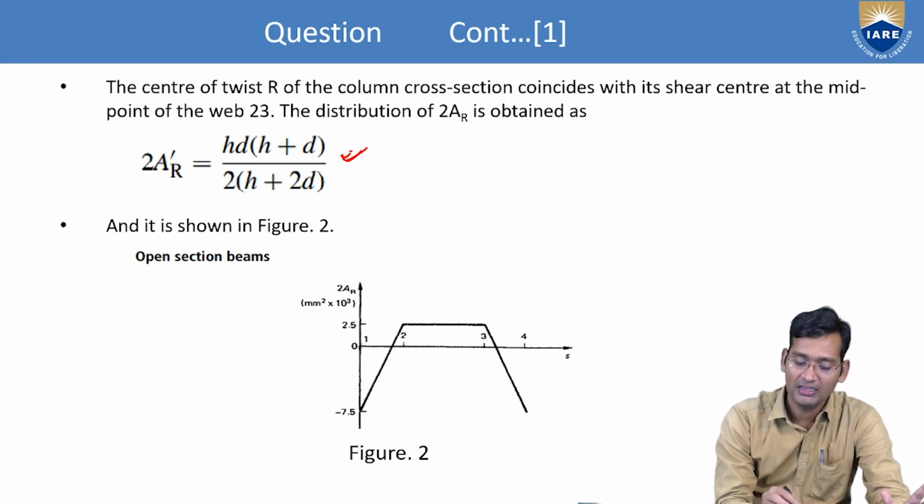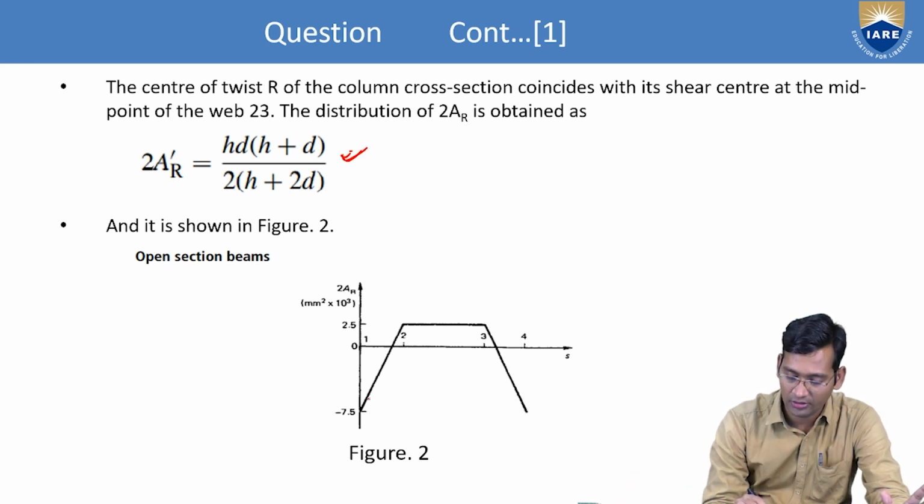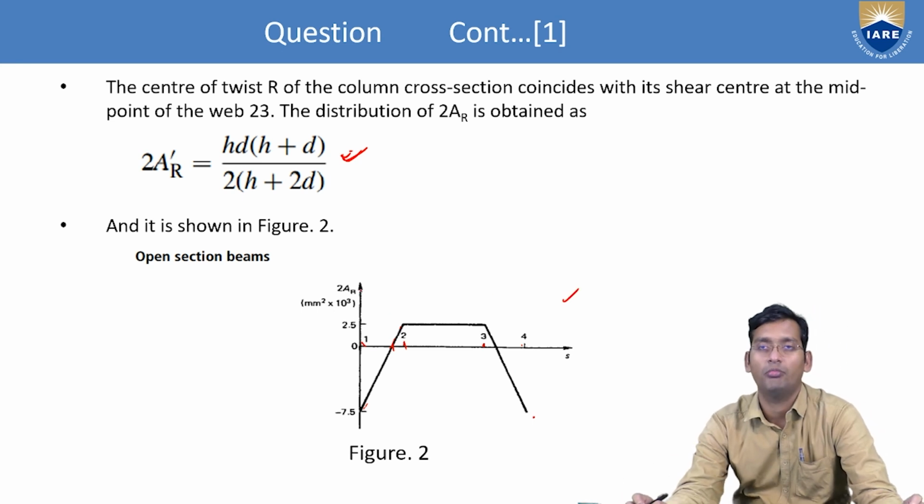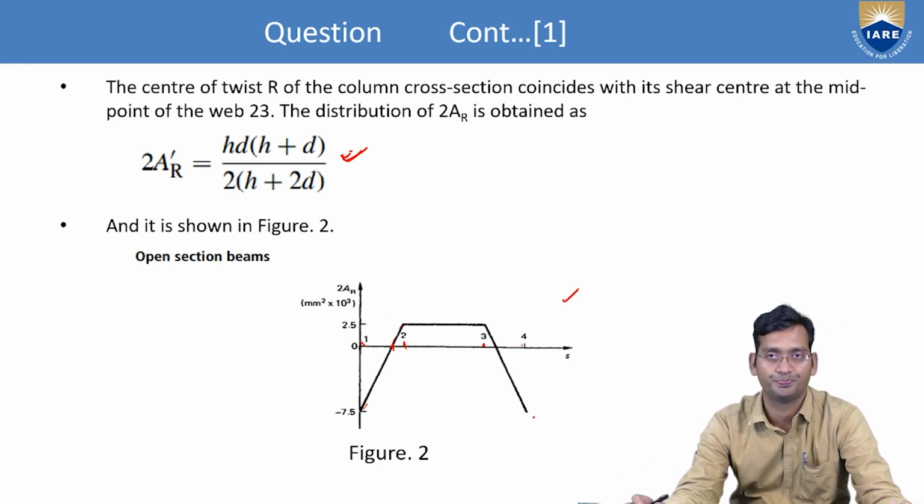It is shown in the figure. Just see here: 1, 2, then 3 is here and 4 is here. The curve passes in between 1 to 2, goes straight from 2 to 3, and then again passes like this. So this is the 2AR curve.